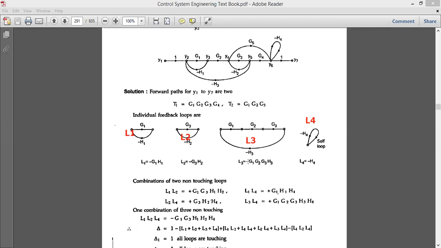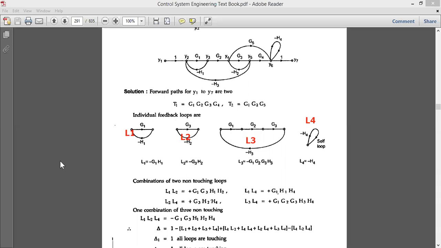So this is the third combination. And then compare L3 with the last, only one loop is left, so L3 with L4 we don't have any similarities, all are different, so we will consider L3 and L4 to be non-touching loops. So if you write, it becomes plus G1, G2, G3 multiplied by H4. So in this way we go for finding the two non-touching loops. So this is one mechanism.